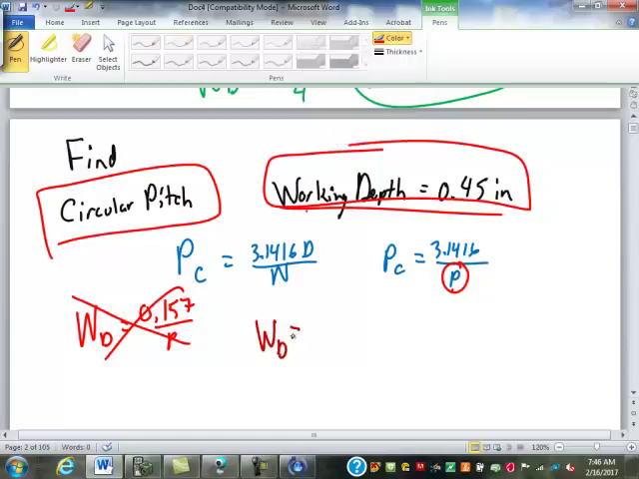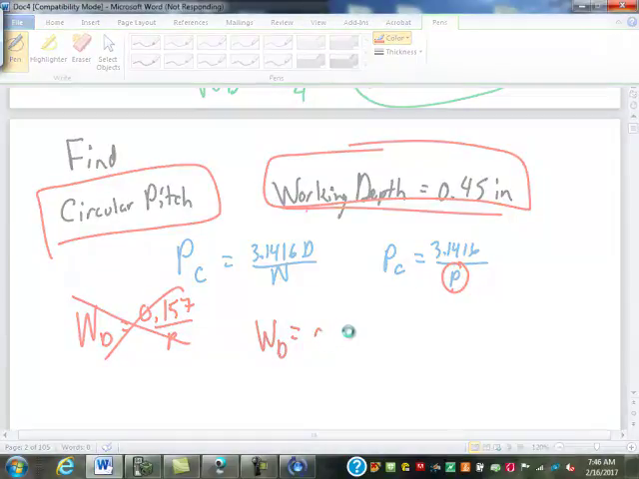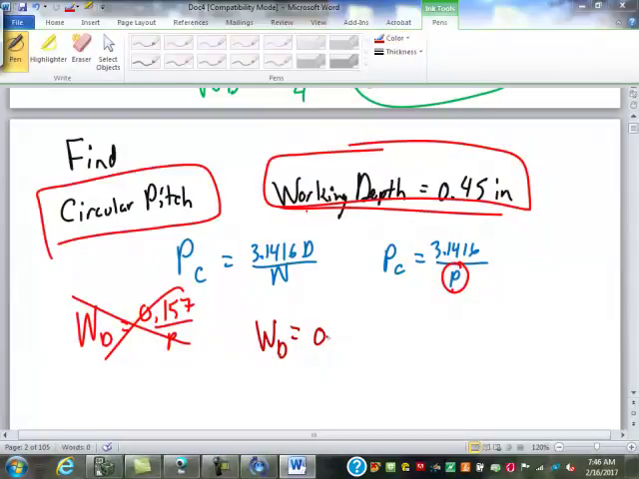We have working depth equals 0.6366 times PC, the circular pitch. That's the formula you want. So instead of plugging in the information and just solving a formula, we're going to have to work backwards and solve an equation here. So we put the 0.45 in for the working depth.